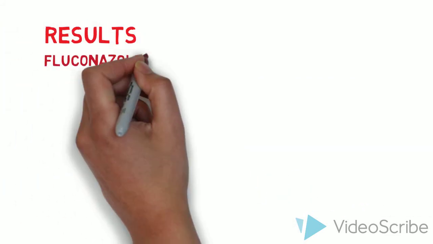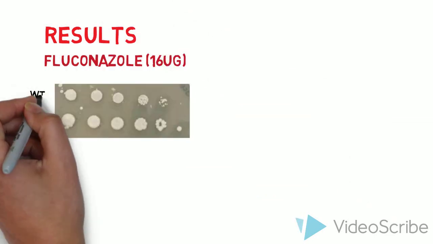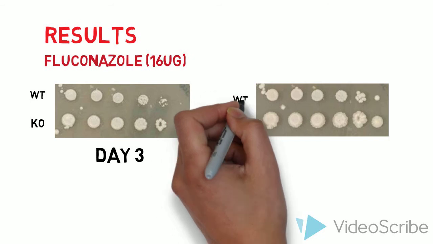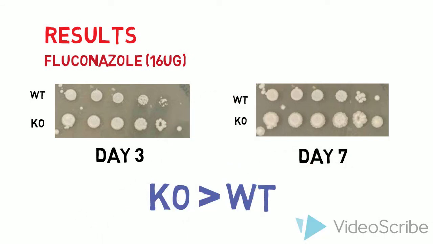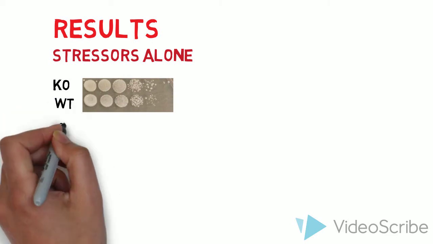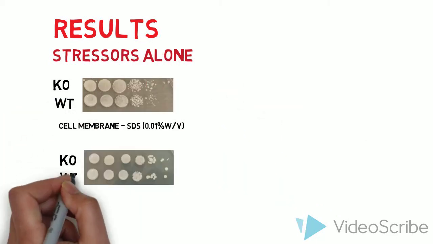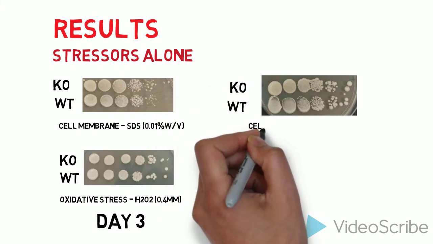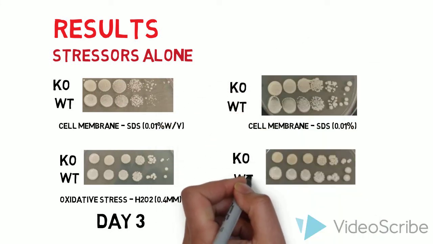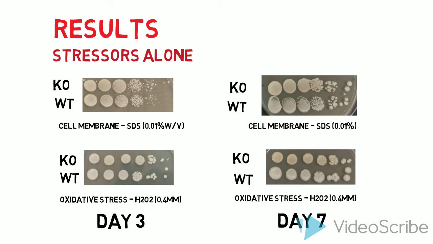When we examined the fluconazole plates, there was not much difference in the growth of wild type and knockout strains. It appears that there was a slight increase in the ability of the knockout to grow as hypothesized. However, under the presence of the stresses of oxidative stress or cell membrane stress individually, there was no difference in the ability for knockout and wild type strains to grow. Perhaps the stressing concentrations were not high enough to observe a change in the phenotype.